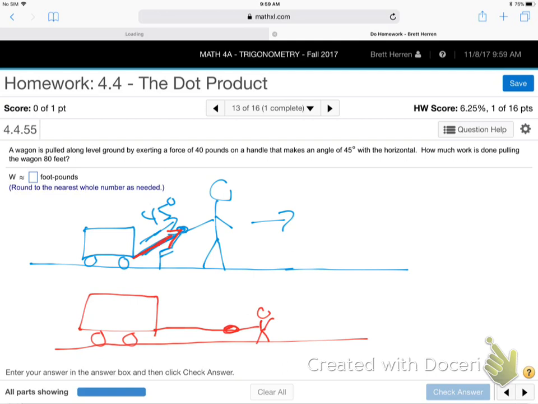Then the force vector would be exactly in line with the distance vector, because the movement is this way, right? The distance vector is straight to the right. So does everybody see what I'm talking about? So how does the movement happen? What's the wagon doing? It's moving that way, straight to the right. Now remember, that's the distance vector.